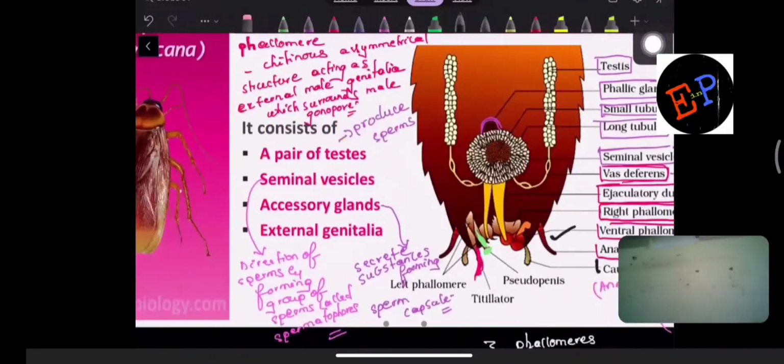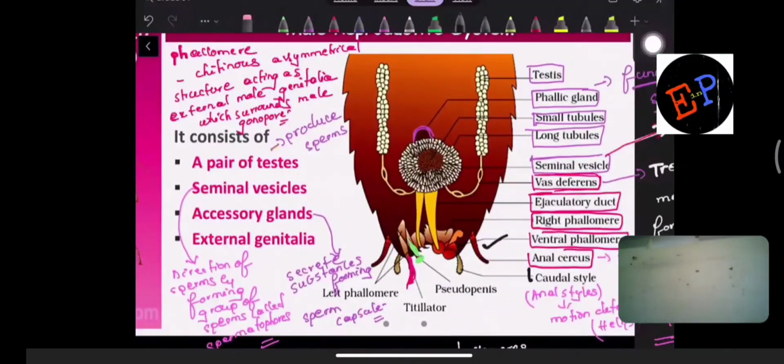And for finding the position of this female, the part which is responsible is this caudal style or anal style. Are you able to understand? It detects the motion of the female cockroach so that it can mate with that female cockroach. That is the purpose of this anal style, or it is also called a caudal style.